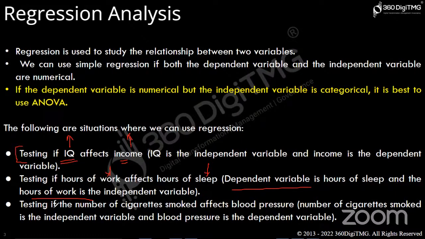One more example is testing the number of cigarettes smoked. If a person smoked many cigarettes, will there be any effect on blood pressure? In this case, the number of cigarettes smoked is one variable, and blood pressure is the other. All these are examples related to simple linear regression. I have one independent variable and one dependent variable. So this is what regression is and how we are going to compare this data.